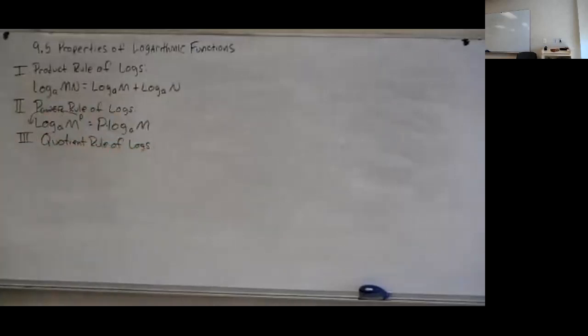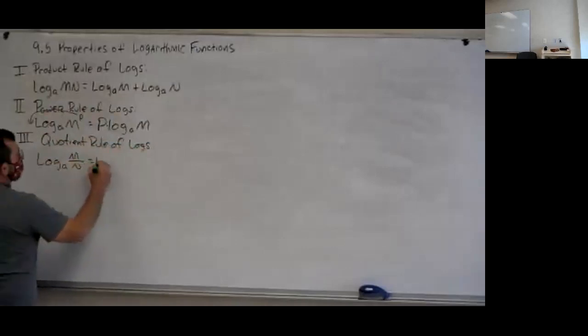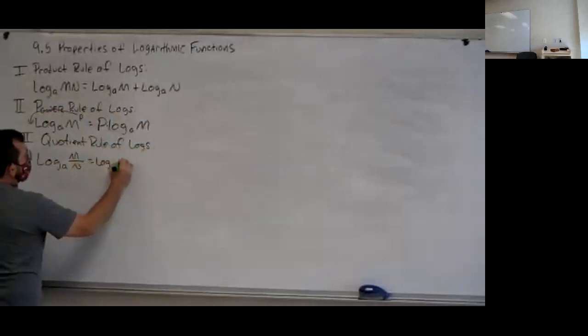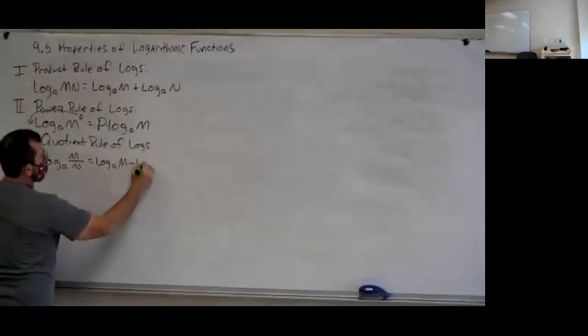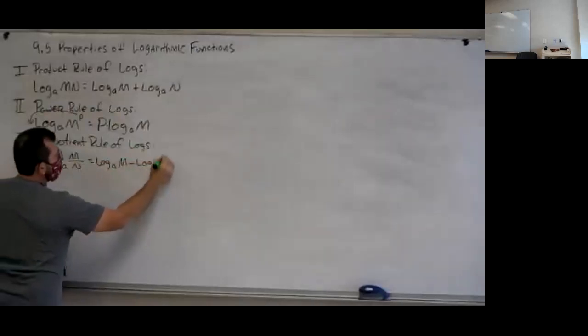So the quotient rule deals with division. So if I have log base A of M divided by N, we write this as a difference of the logs. And I do that because when y'all had x squared over x, you subtracted those exponents, okay? So this would be the log A of M minus the log A of N.